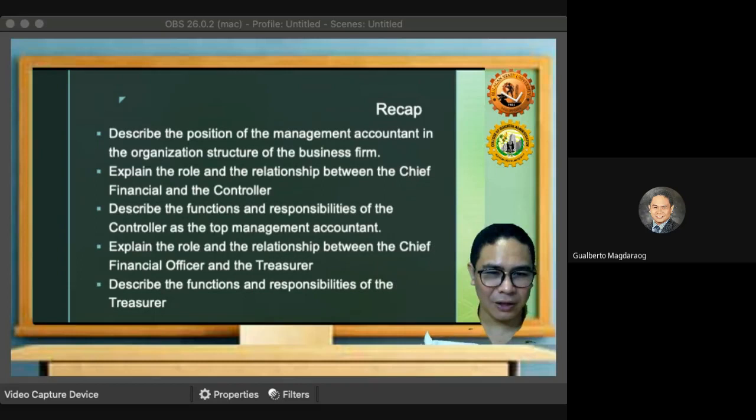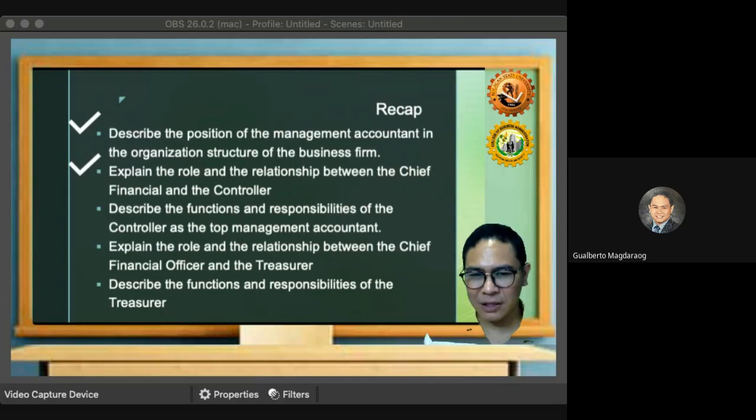Recap tayo nung kalahati ng natapos natin. Describe the position of the management. Yes, it's either line, but primarily staff. Sometimes siya ay functional. Explain the role of the controller and the relationship with the CFO. Okay. Yung CFO ang pinaka-boss niya. Siya, as a controller, is in charge of management accounting, financial accounting, tax, and information system. Sa kanya yung mga gawain na yun.